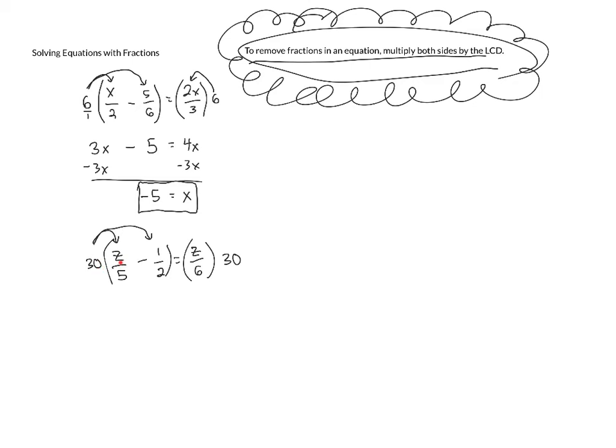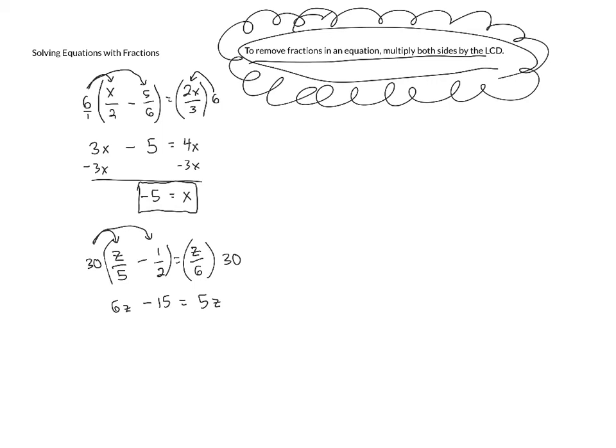30 times z is 30z. When you divide 30z by 5, that gives you 6z. Then minus 30 times 1 is 30. Divide that by 2, we get 15. On the right, 30 times z is 30z, and if we divide that by 6, we get 5z. So we've got 6z minus 15 equals 5z.